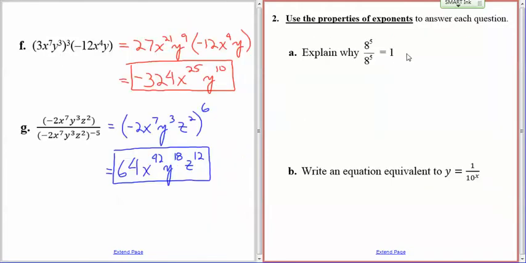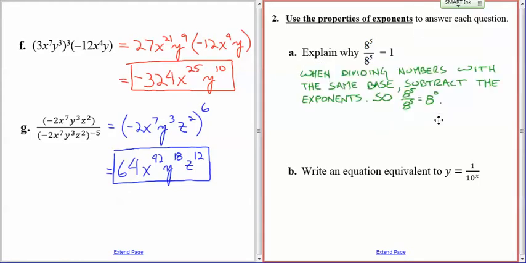Alright. Use the properties of exponents to answer each question. Explain why x to the fifth divided by x to the fifth is 1. And I can't just say any number divided by itself is 1. That's not using properties of exponents. So here's where I'm going to start. When dividing numbers at the same base, subtract the exponents. So x to the fifth divided by x to the fifth is x to the 0, because 5 minus 5 is 0.